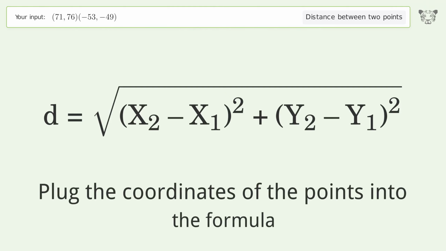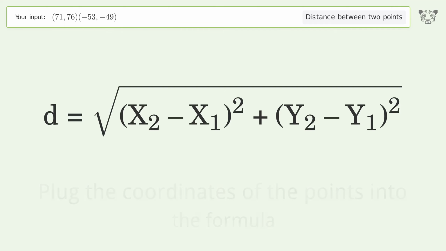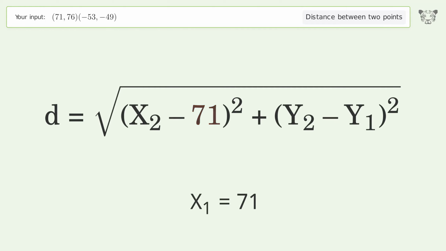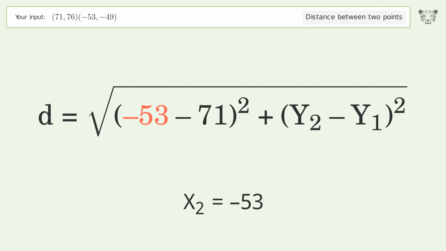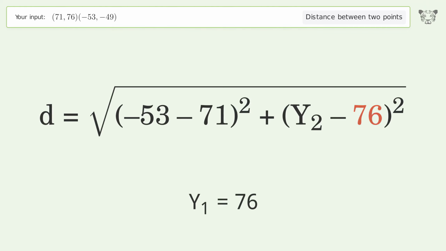Plug the coordinates of the points into the formula. x1 equals 71. x2 equals negative 53. y1 equals 76. y2 equals negative 49.